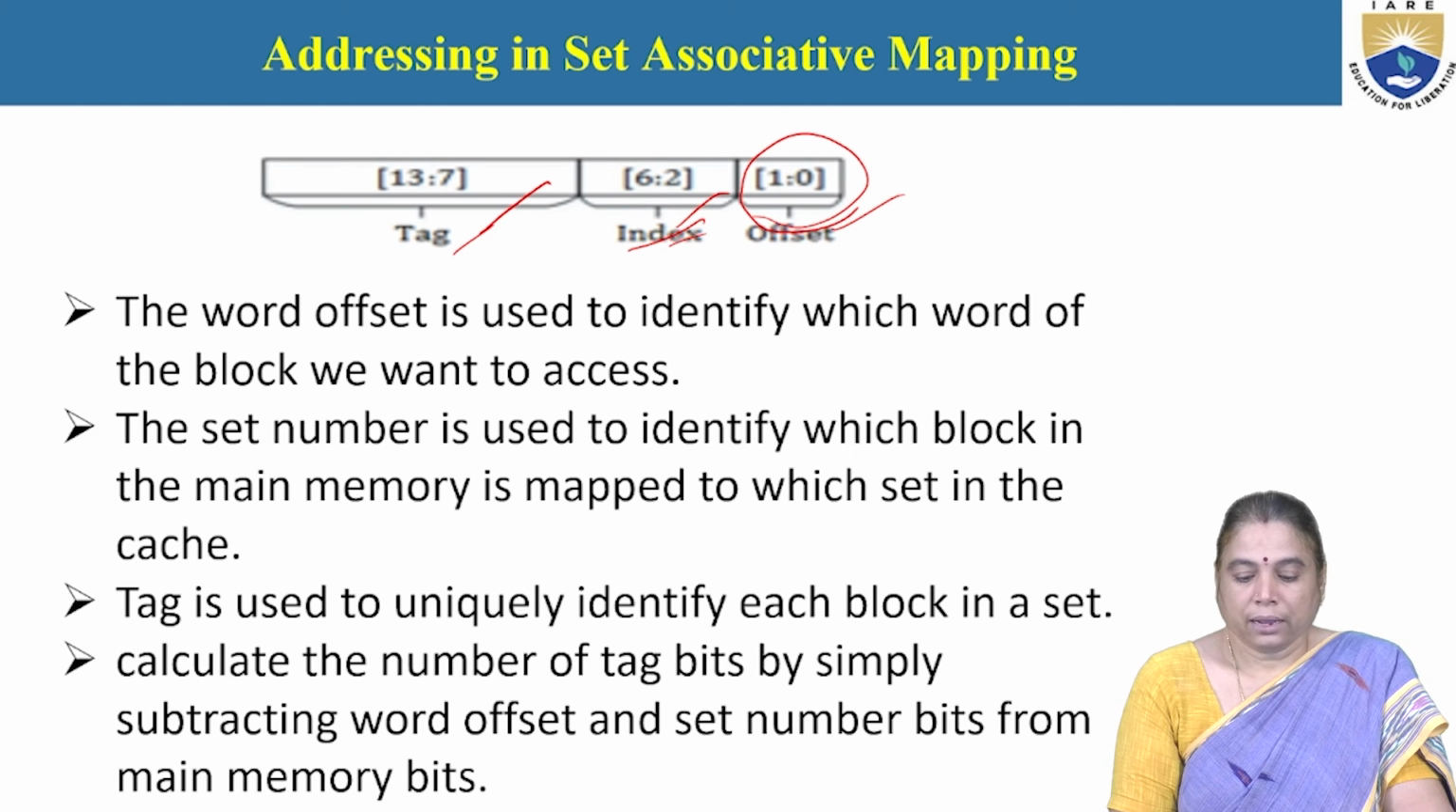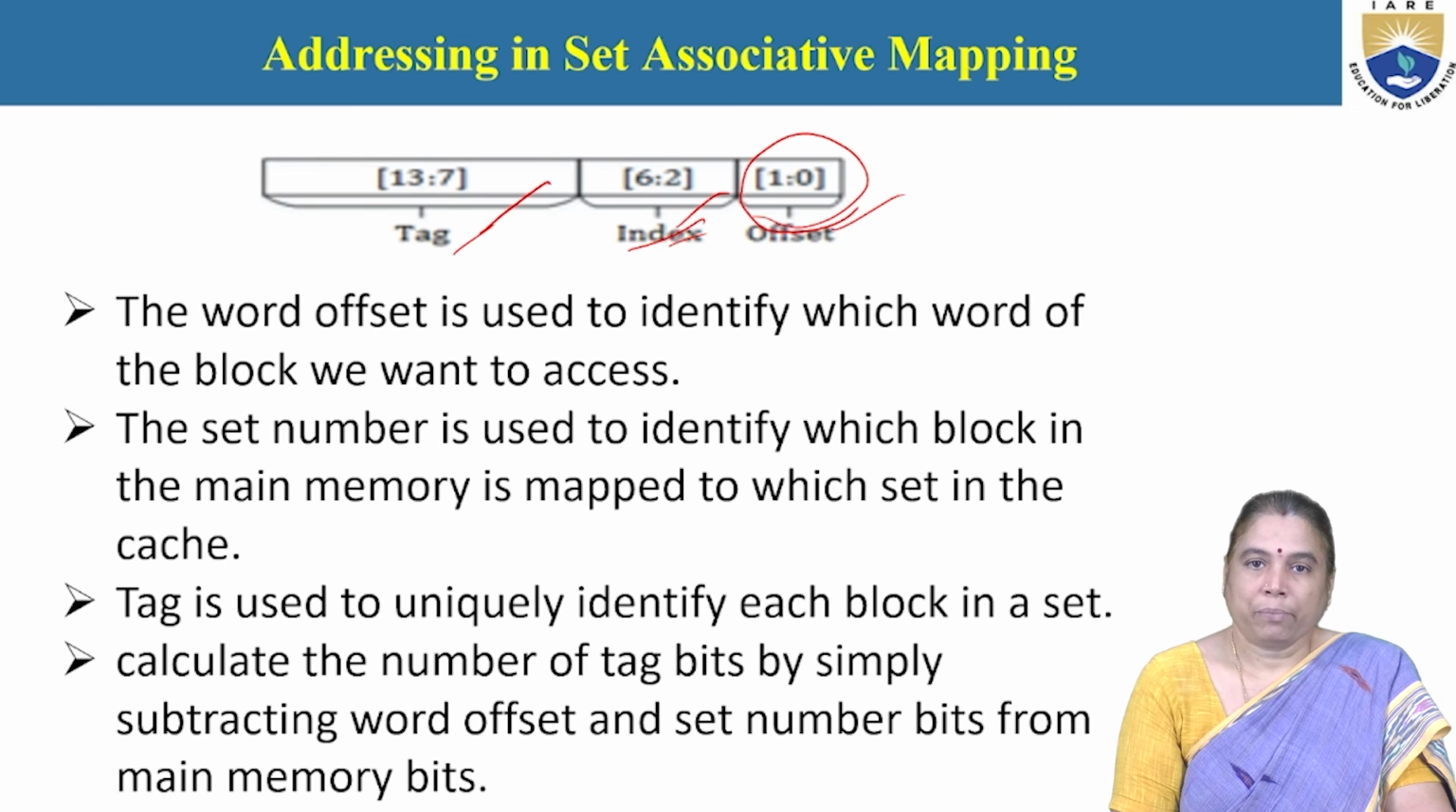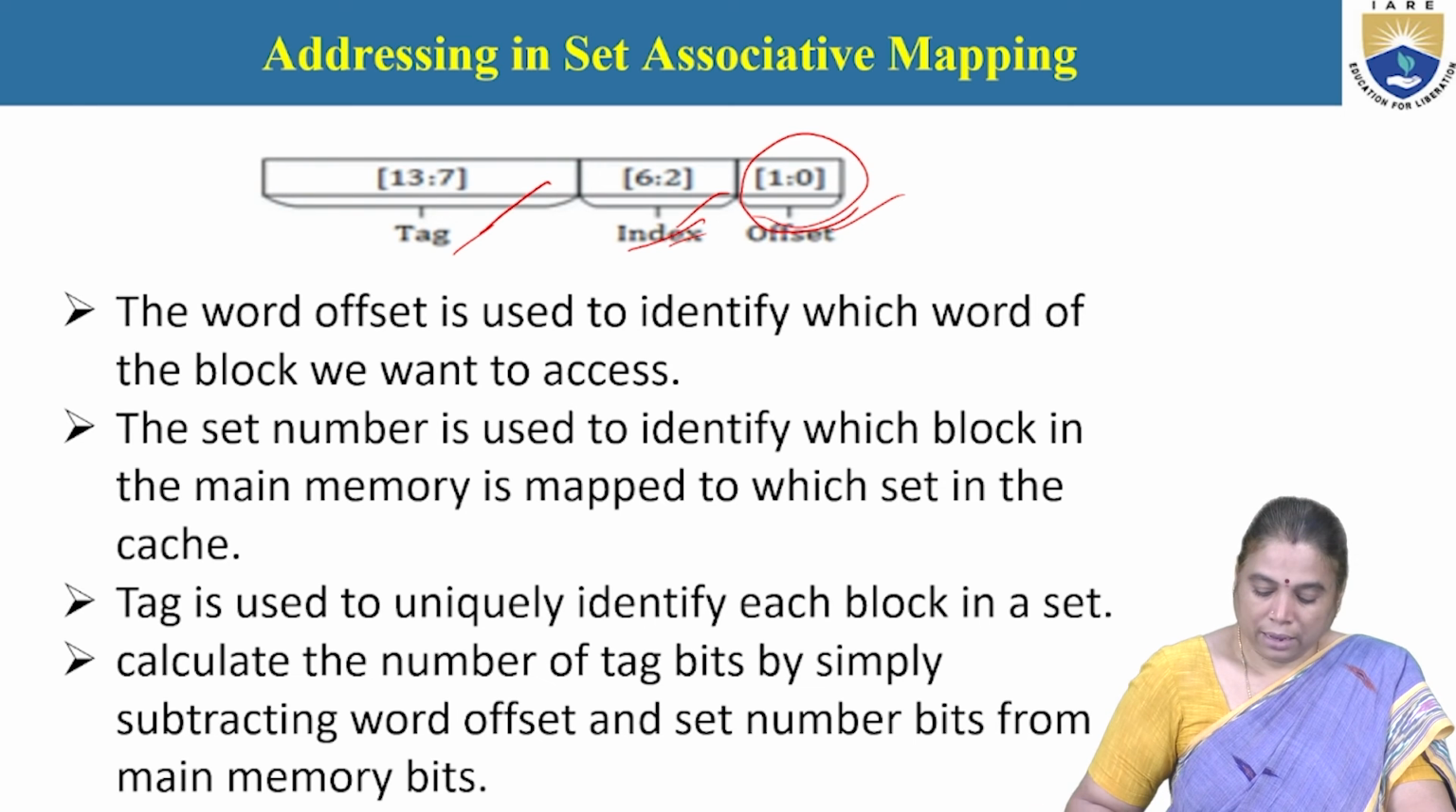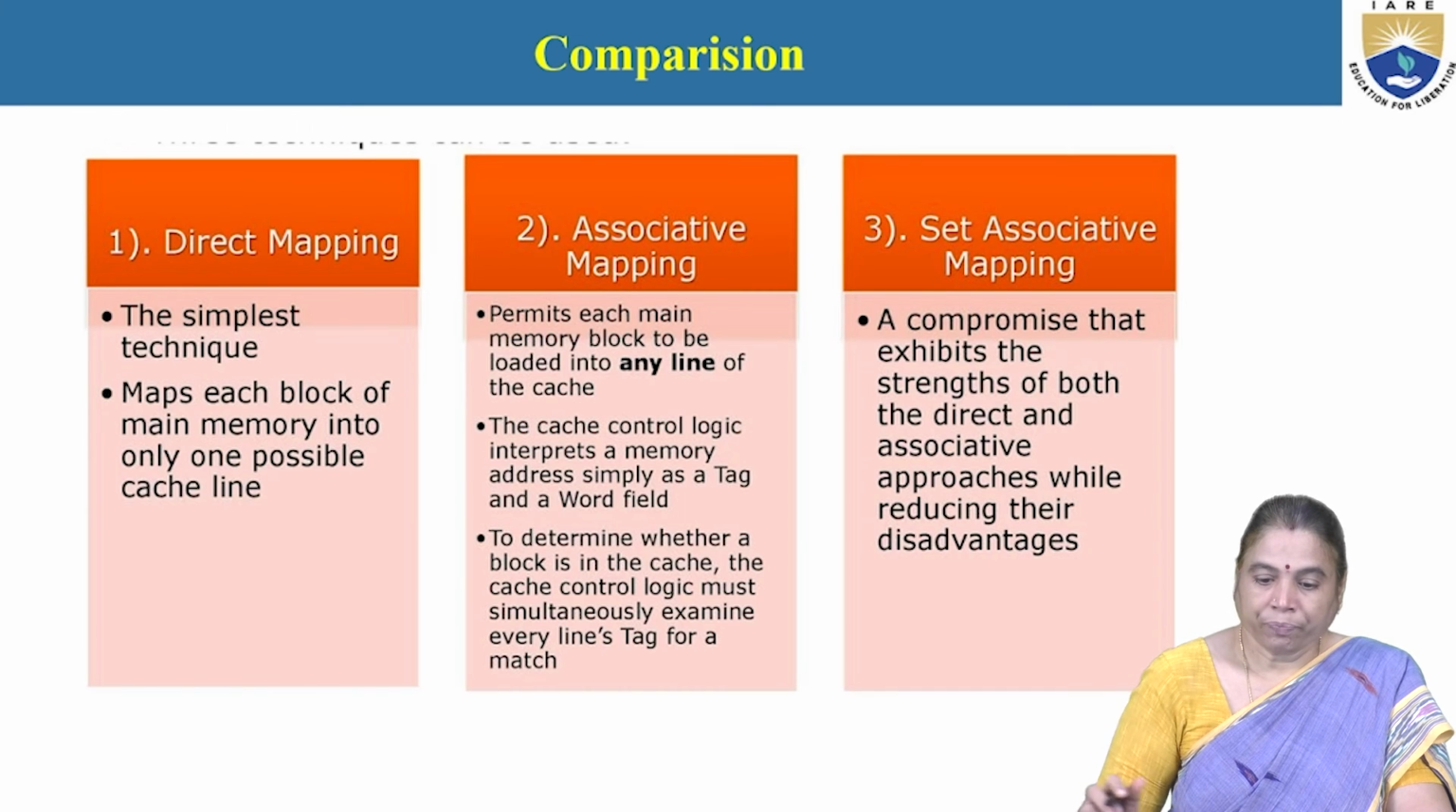Calculate the number of tag bits by simply subtracting the word offset and set number bits from the main memory bits. In this way, set associative mapping can be used for cache memory mapping.